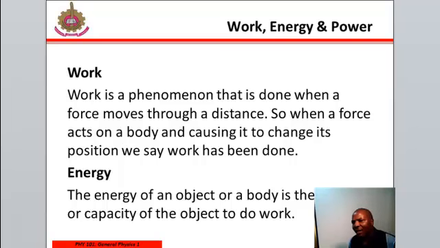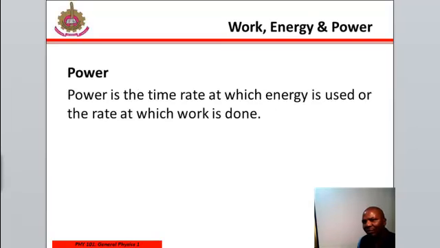Energy. The energy of an object or a body is the ability or capacity of the object to do work. The energy of an object can be in various forms. We have heat energy, electrical energy, mechanical energy, chemical energy, sound energy, light energy, and atomic energy.